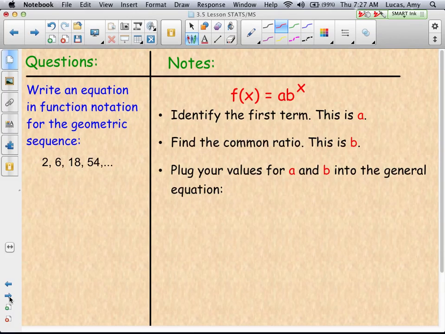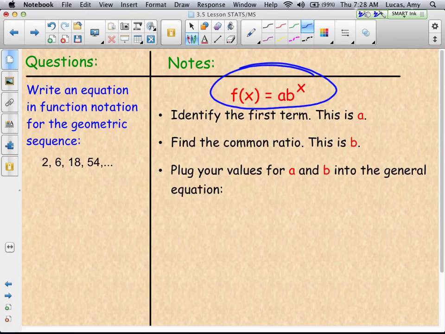Now we're switching over to our geometric sequences. The geometric sequences have a general rule, f of x equals a times b to the x power. Again, this will be given to you on your MCAs, so you don't have to memorize it. You just have to remember how to use it. And what's so tricky about this is that it doesn't really go along with the letters in the arithmetic sequence that we just talked about.